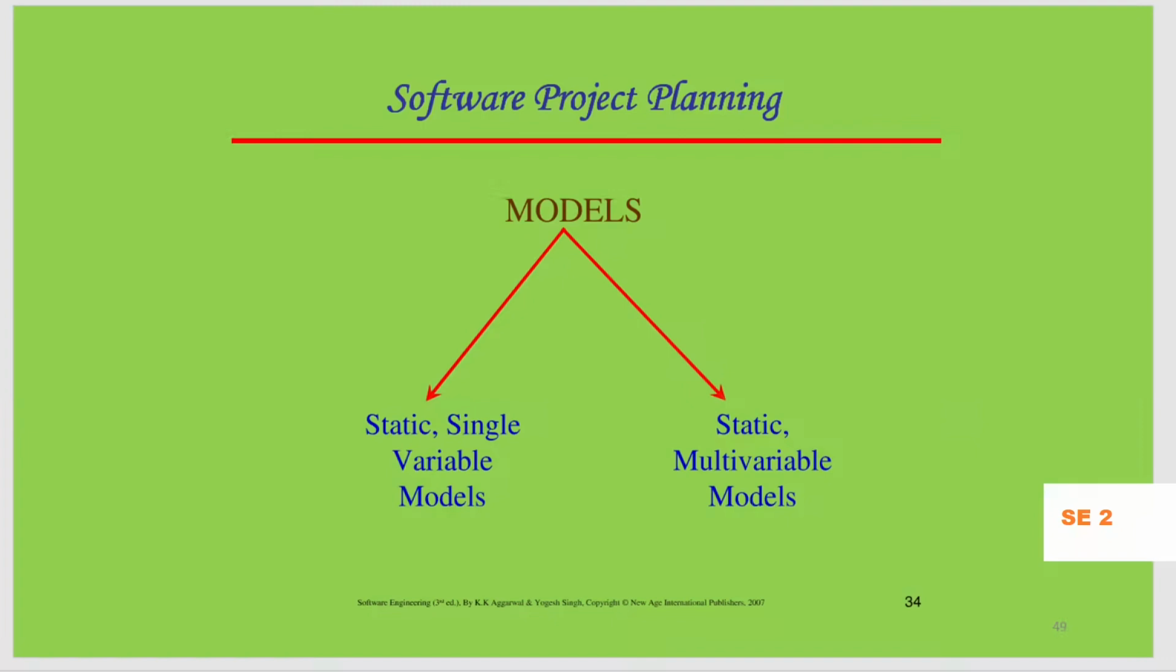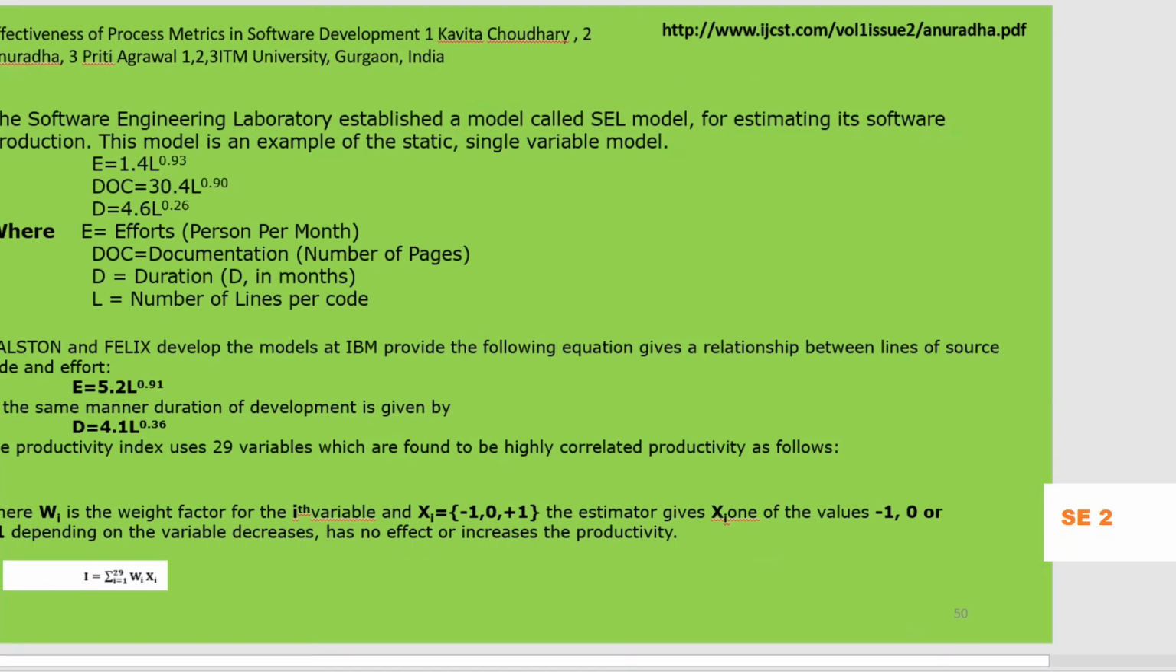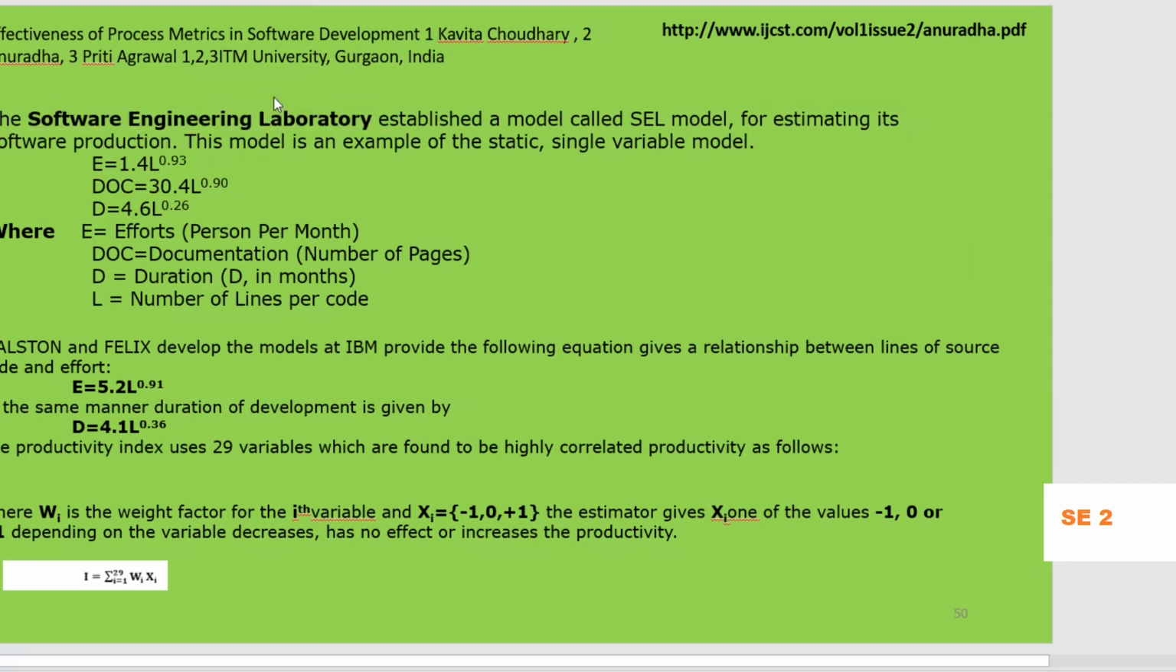So, we have two models: the static single variable model and the static multivariable model. Before that, tingnan muna natin yung mga gamit na constant. So, in mathematics, when we say constant, ibig sabihin, yan yung hindi nagbabago. Okay. I-highlight ko lang yung dalawa. We have the SEL or Software Engineering Laboratory model and the Walston and Felix model.